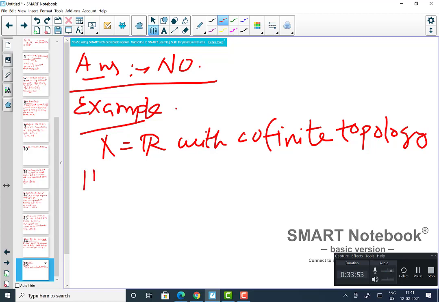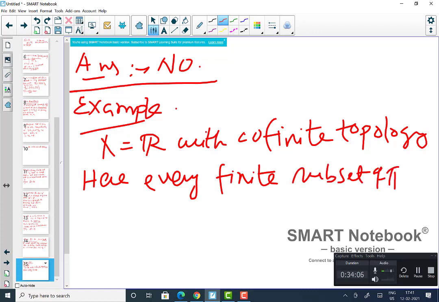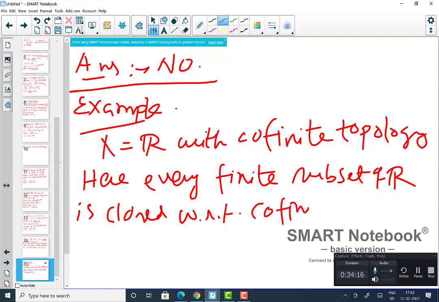So here every finite subset of R is closed with respect to this topology, the cofinite topology. This is okay, because if it is finite, its complement is open, since open sets are those whose complement is finite. So complements are open, so this is a closed set, right? So the question is, is R with respect to the cofinite topology a T2 space or not, a Hausdorff space or not? And the answer is no.